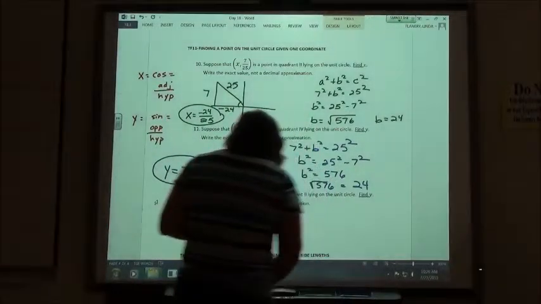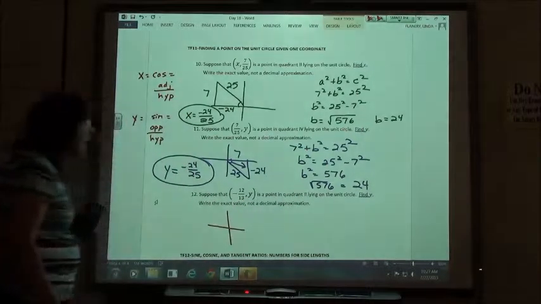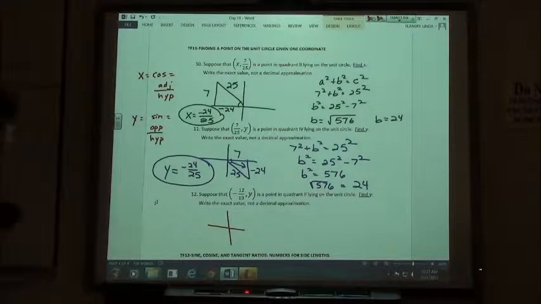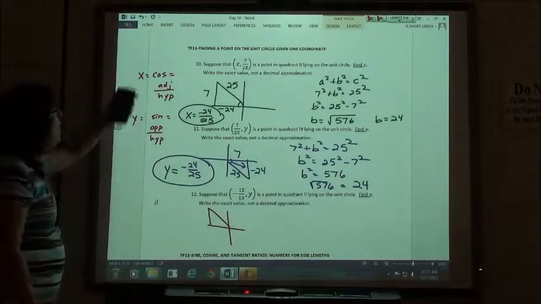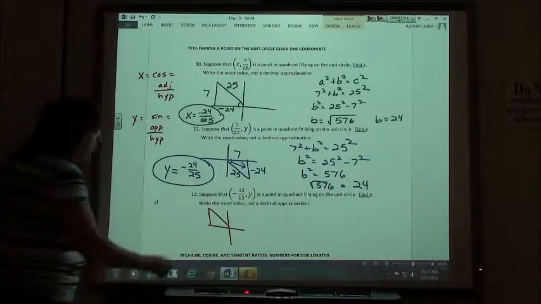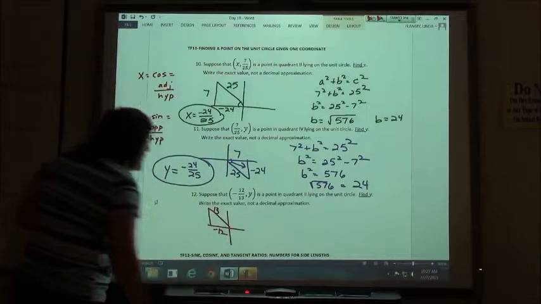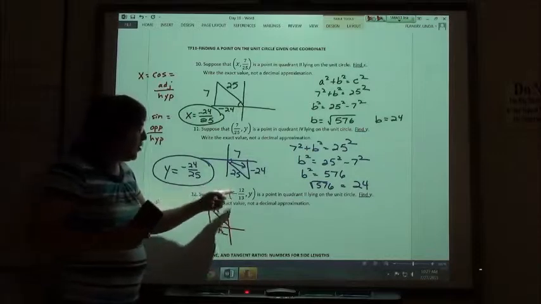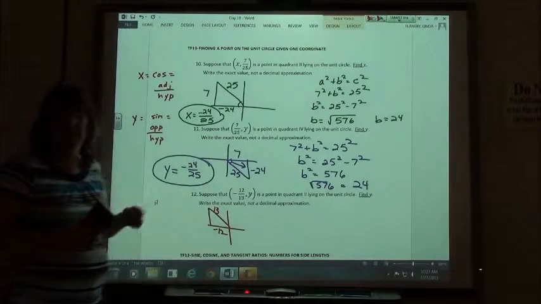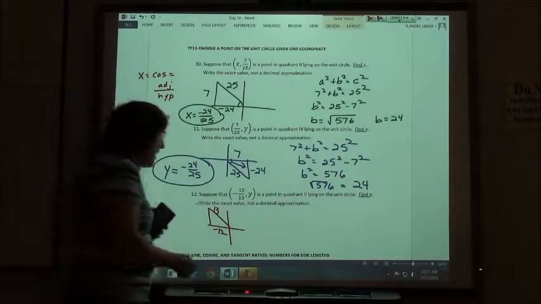And number 12, same kind of thing, at least they gave us different numbers. This time we have a point that is in quadrant 2. So in quadrant 2 we have our first value. Our first value is our cosine, so our adjacent side is negative 12. Our hypotenuse is 13. Your hypotenuse is always positive. So if you have the sine or the cosine, the negative is going to have to go with the top because the hypotenuse is always positive. And then again, we have to find that missing side.